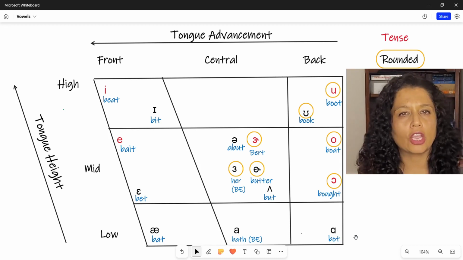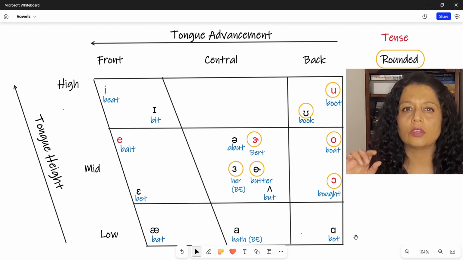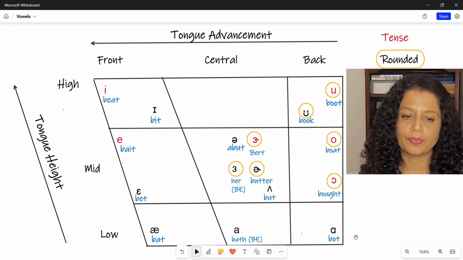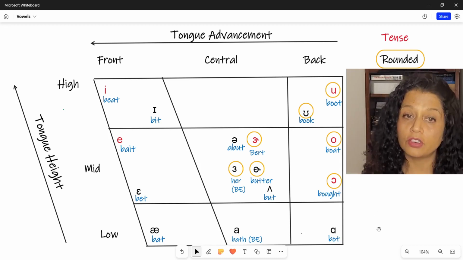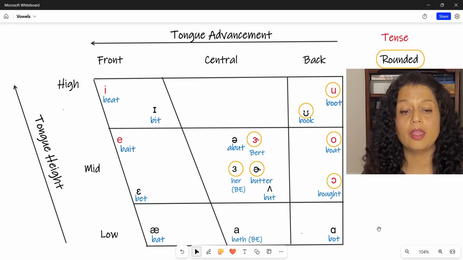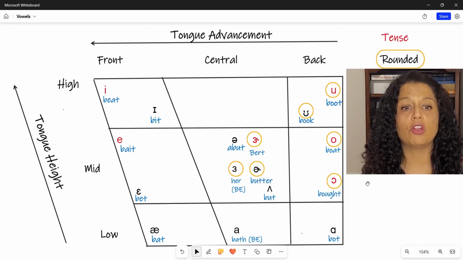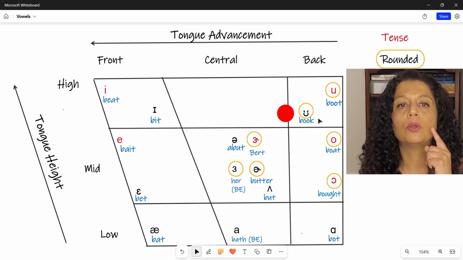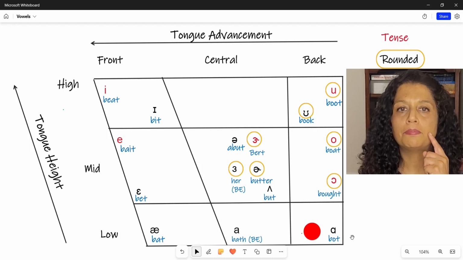Or caught, I caught a fish, and a cot that you lay down on. Caught, bought, might sound exactly the same. So in American English, those two are not always distinguished, but in British English, they are. Okay? So just another interesting tidbit. Okay, so let's review our back vowels again. Ooh, boot, ooh, book, oh, boat, ah, bought, ah, bought.